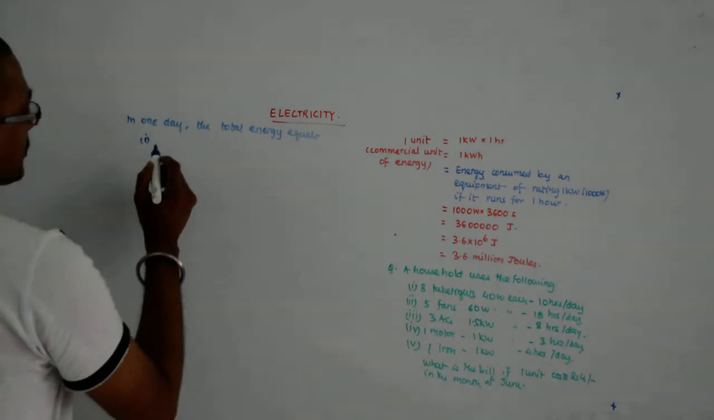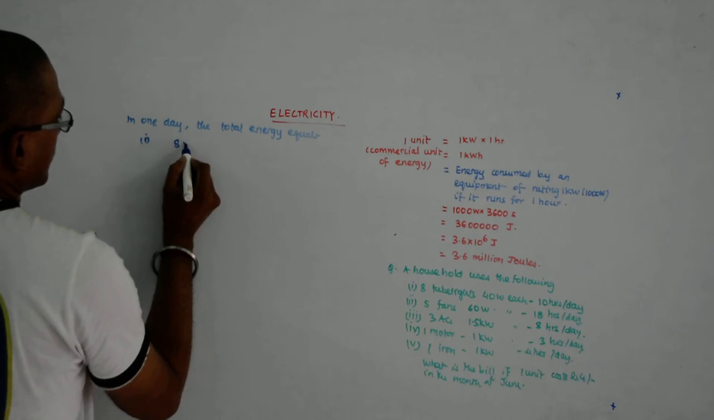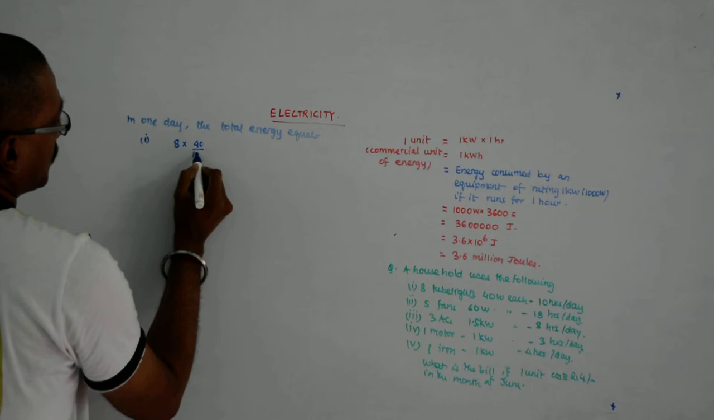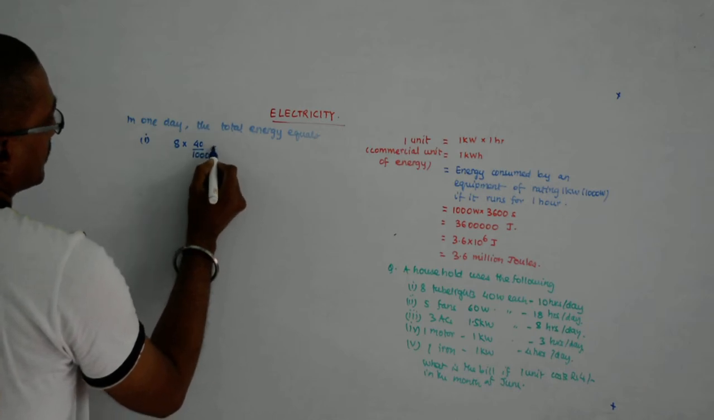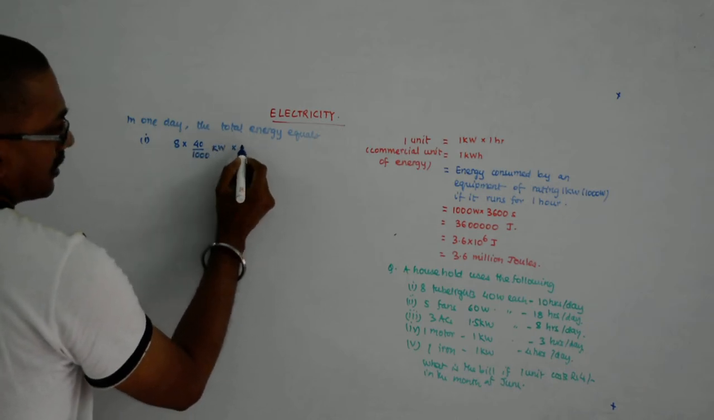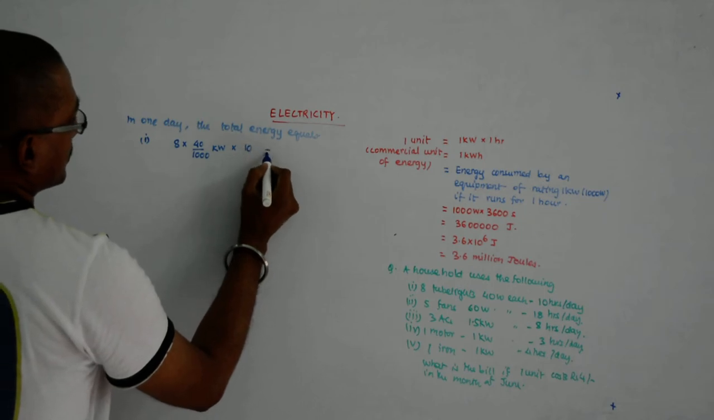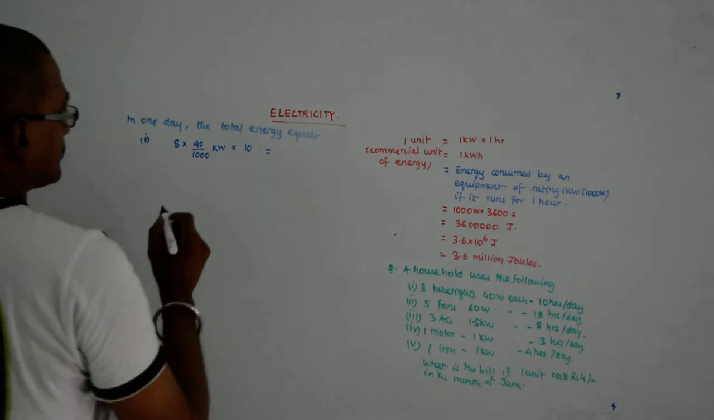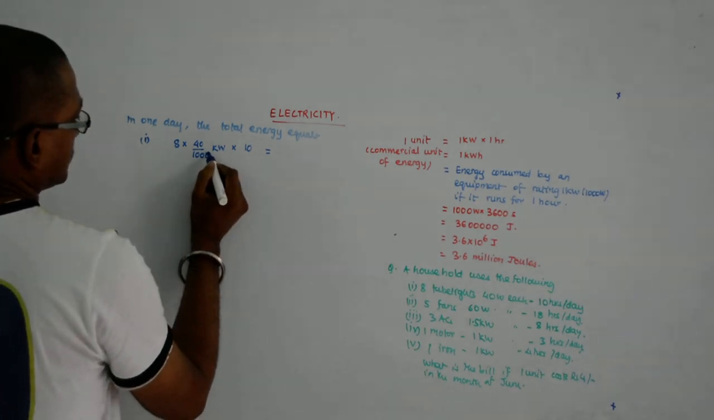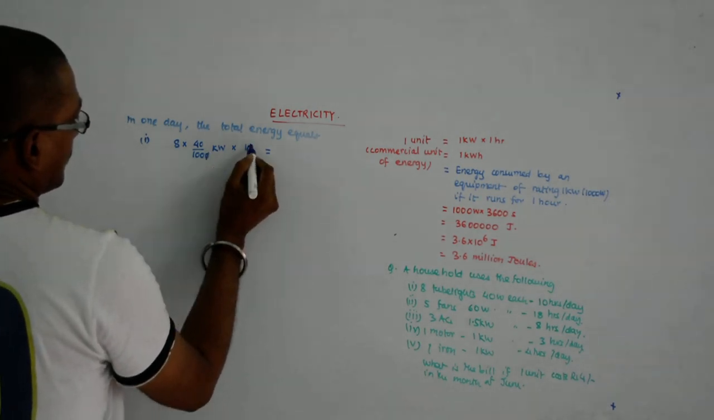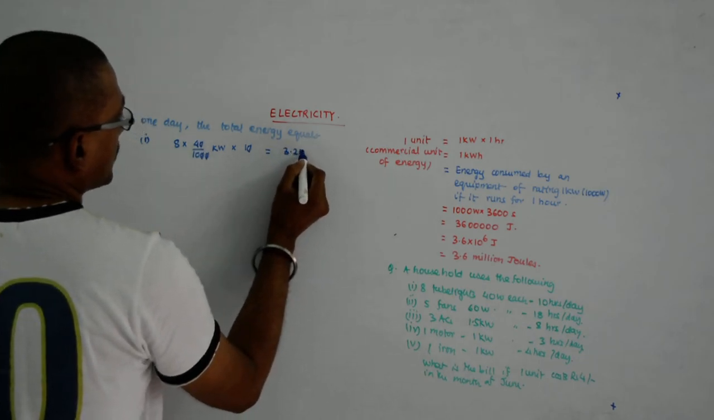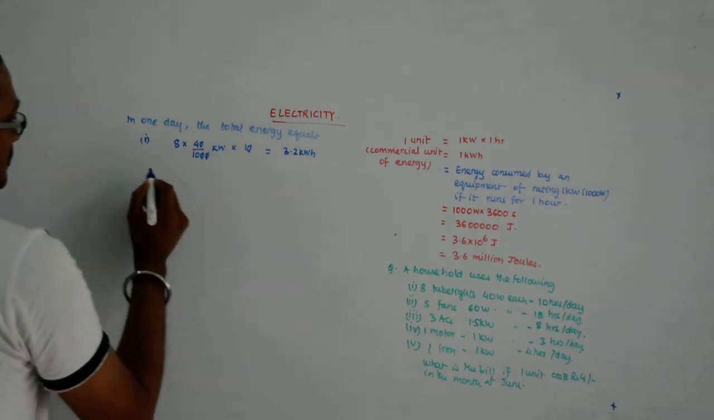Eight tube lights, 40 watts, so 40 upon 1000 kilowatt, right? This converted into kilowatt into 10 hours. So what does that become? 3.2. This cancels this, this cancels this. This is 3.2 kilowatt hour.